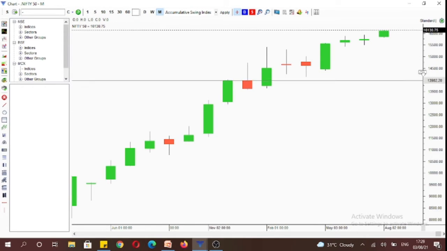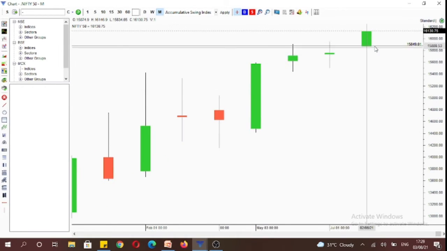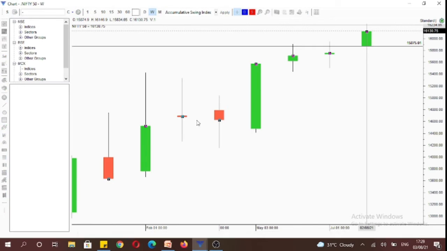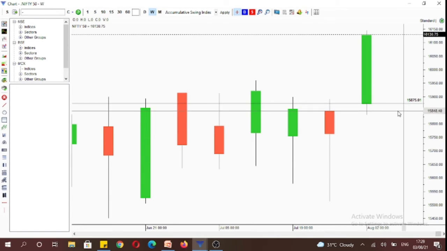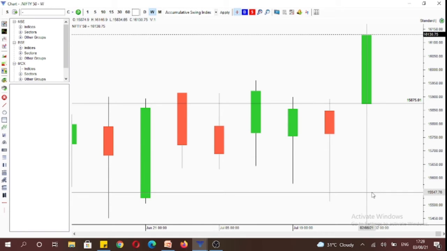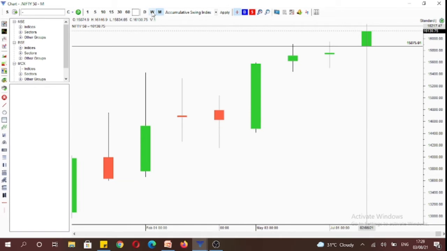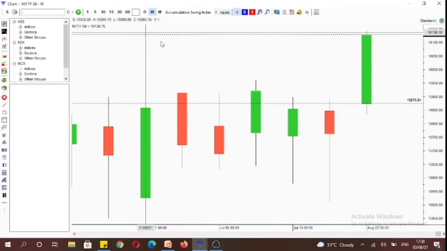If we analyze the index on multiple time frames, you will see on the monthly time frame, Nifty is under control of buyers above the 15,874 level. And the weekly opening was the same as this Monday's opening. New candles opened up, so the monthly and the weekly candle openings are the same. So on the monthly time frame, market is under control of buyers. On the weekly time frame, market is under control of buyers.